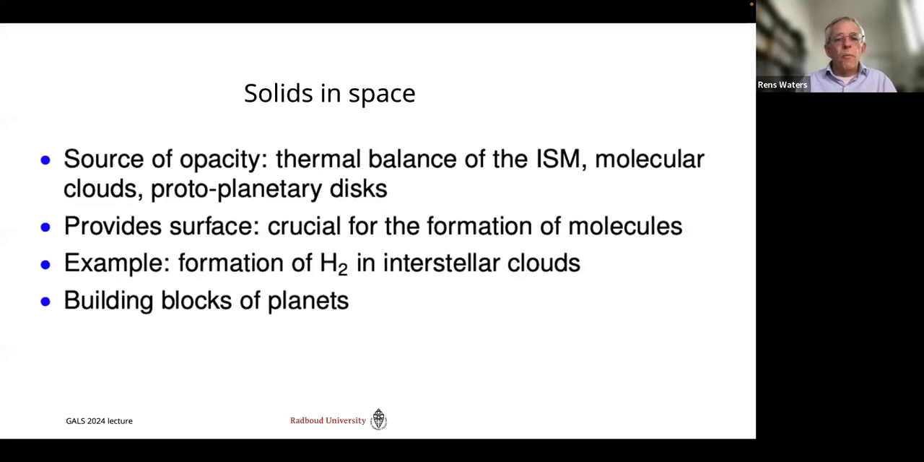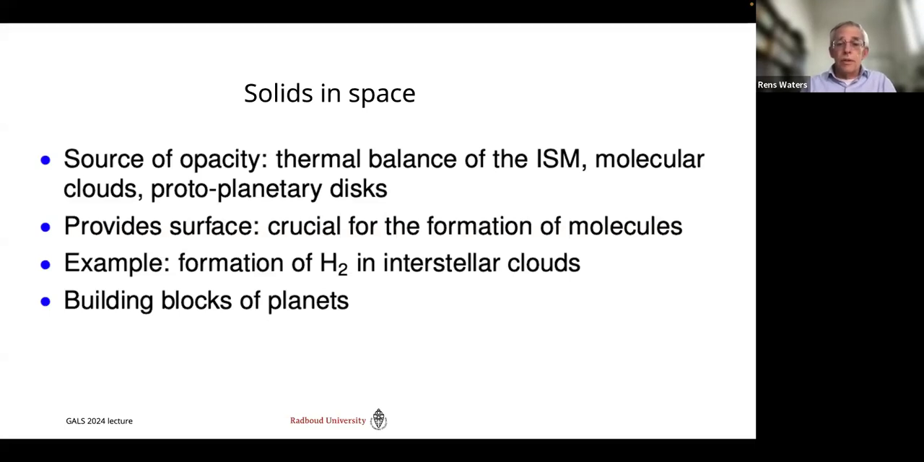Okay, so why should we care about solids in space? Well, there are a number of very important reasons. First of all, they are a source of opacity. Solids, when they are in interstellar clouds or in circumstellar environments, absorb radiation and re-radiate energy because they are heated up. And so they are important for the thermal balance of interstellar matter, of molecular clouds, but also of planet-forming disks. They provide the surface.